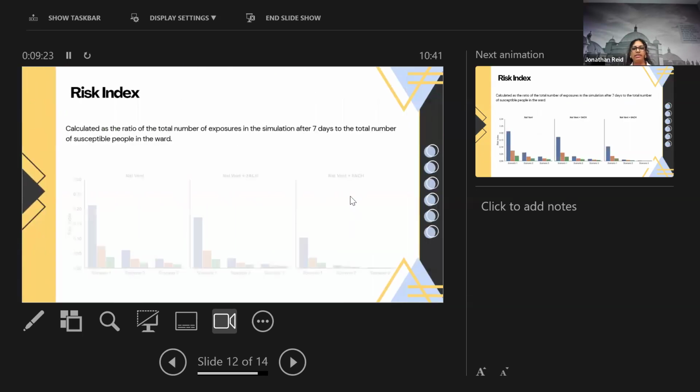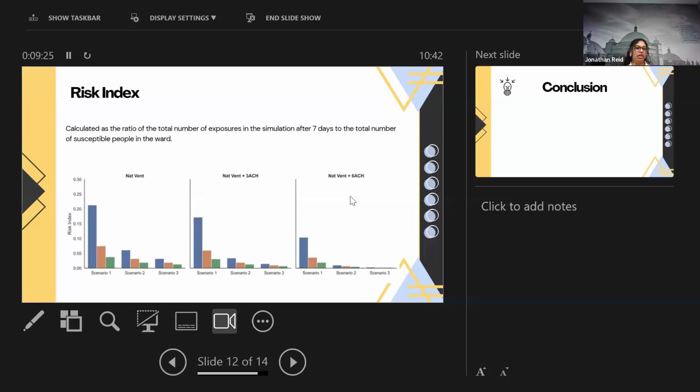And we also calculated the risk index, where we saw that natural ventilation plus 6 ACH was the case where we had the least risk index. But as we see, for natural ventilation plus 3 ACH, scenario 2, for speed 2, the risk index was approximately 0.015, which is quite low compared to what the risk was without an air cleaner.